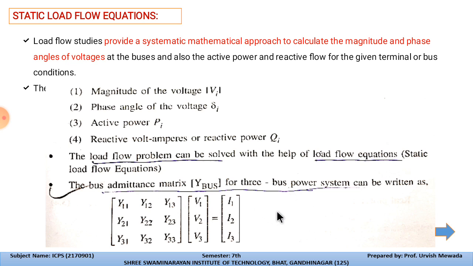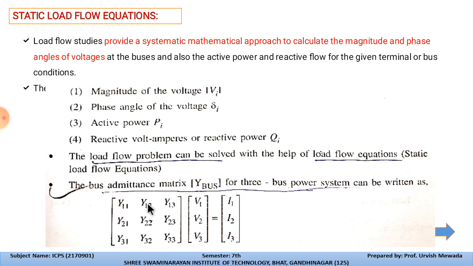So Z is equal to V upon I, so Y is equal to I by V. From this we can form the matrix form, I is equal to V into Y. So the admittance matrix Y bus is I upon V. Suppose we are considering the 3 bus system.